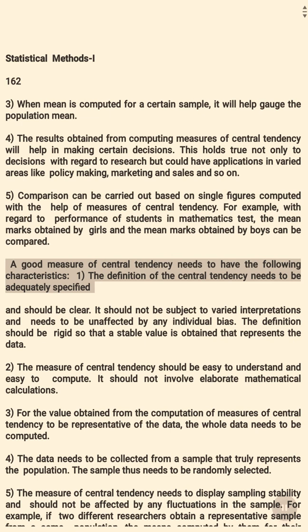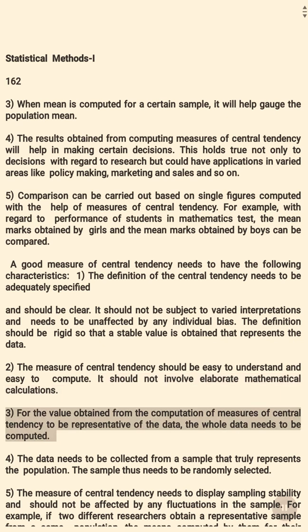A good measure of central tendency needs to have the following characteristics. 1. The definition of the central tendency needs to be adequately specified and should be clear. It should not be subject to varied interpretations and needs to be unaffected by any individual bias. The definition should be rigid so that a stable value is obtained that represents the data. 2. The measure of central tendency should be easy to understand and easy to compute. It should not involve elaborate mathematical calculations.